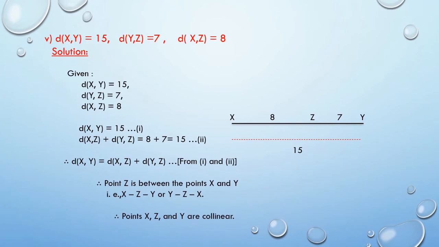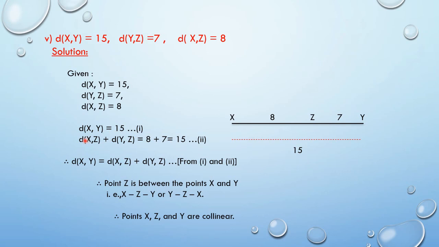Question 5. Distance of XY is equal to 15, distance of YZ is equal to 7, and distance of XZ is equal to 8. Solution. First write the given: distance of XY is equal to 15, distance of YZ is equal to 7, and distance of XZ is equal to 8. For the greatest distance, you have to write equation number 1. Therefore, d of XY is equal to 15. That is equation 1. And you have to check whether the sum of the other two distances is equal to 15 or not.